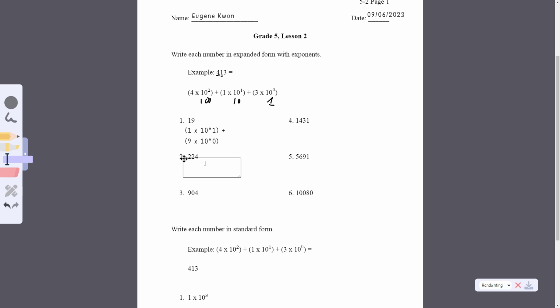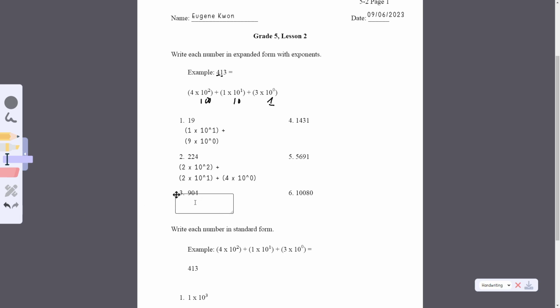224. So we know that there's a 200 in the hundreds place, so you do 2 times 100, or 10 to the second power. Second number you have to go for is the 2 in the tens place, which would be 20. 2 times 10 to the first power. Lastly, the 4 in the ones place. 4 times 10 to the 0 power. Your final answer should be 2 times 10 squared, 2 times 10 to the first, and 4 times 10 to the 0th power.